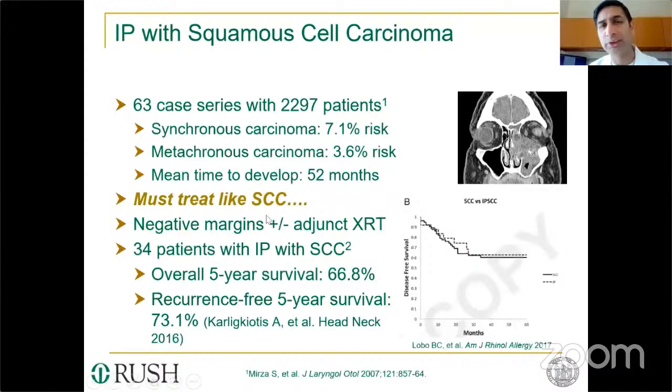So when I see squamous cell carcinoma arising within IP, unless it is a microscopic focus, if it is frankly invasive carcinoma, I treat this like malignancy. I don't care about the IP at that juncture. You don't want to undertreat the patient just because they happen to have IP in that setting. So negative margins, plus or minus chemoradiation, certainly radiation, possibly chemo, depending on the aggressiveness of the histology. Some studies looking at this show reasonable recurrence or long-term disease control rates in these patients.